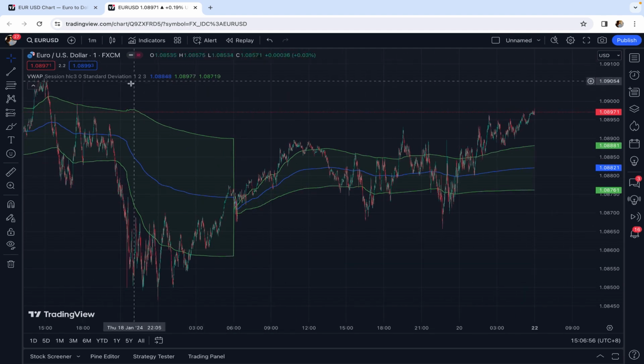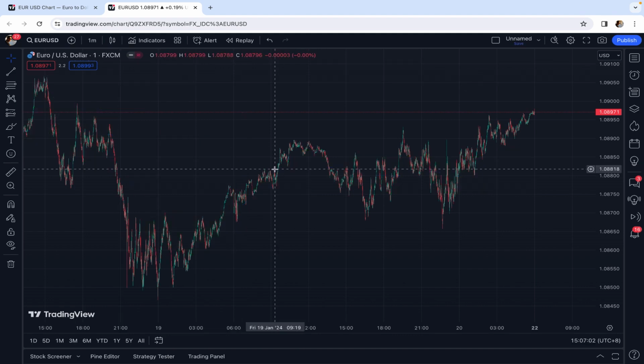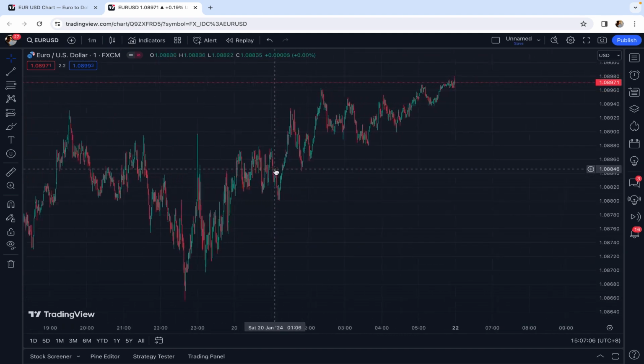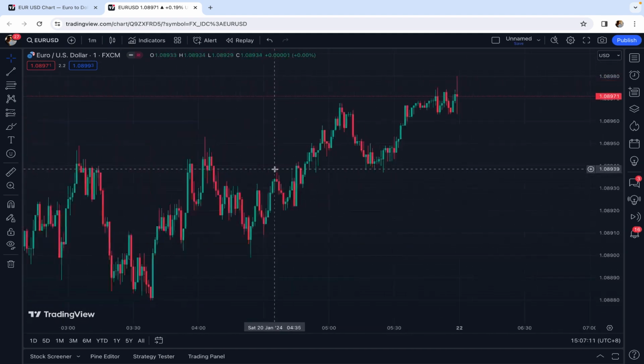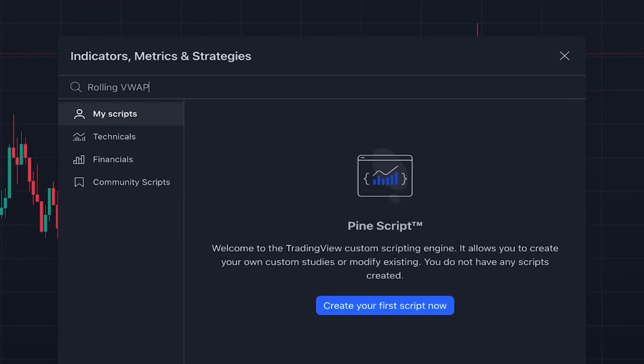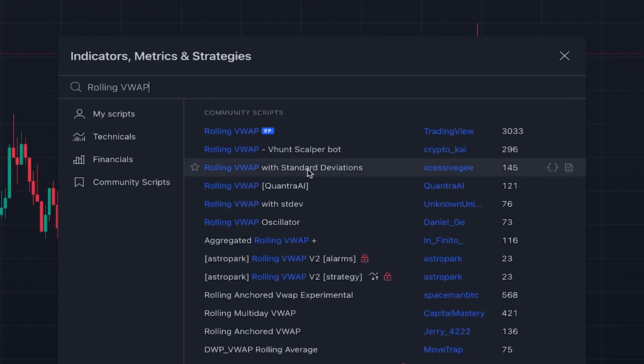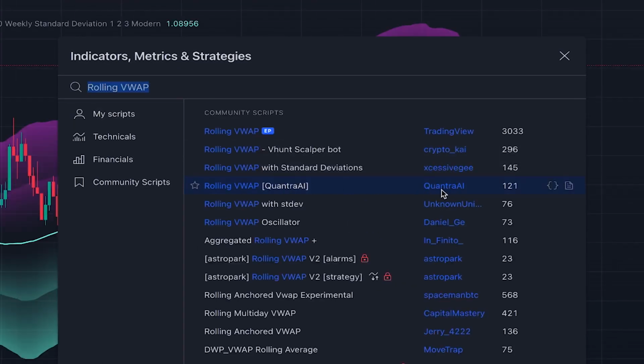In this video, I want to introduce a new version of VWAP that doesn't have the problem of VWAP resetting, and so it's more effective for trading. Here we click on indicators and we search for rolling VWAP. We add this one, which is written by someone named Quantra AI.